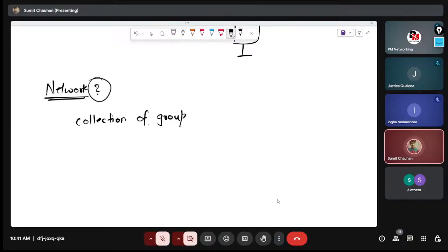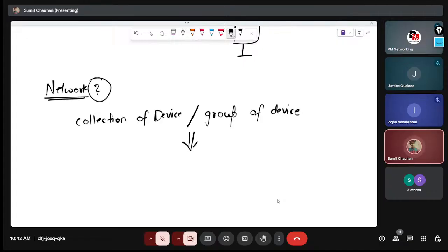So you can say collection of devices, you can say group of devices. Group of devices.